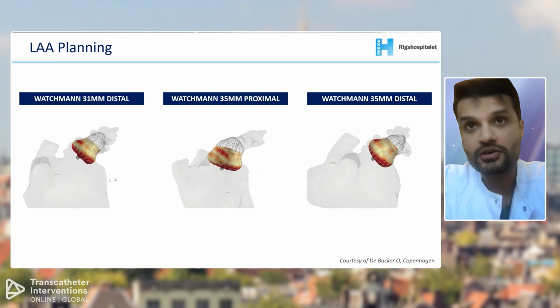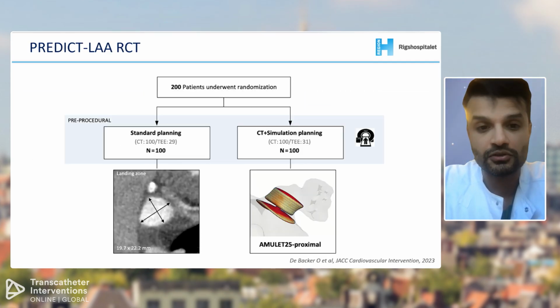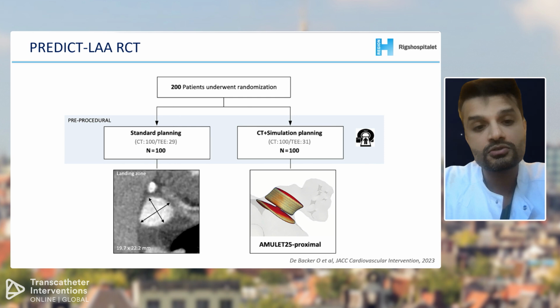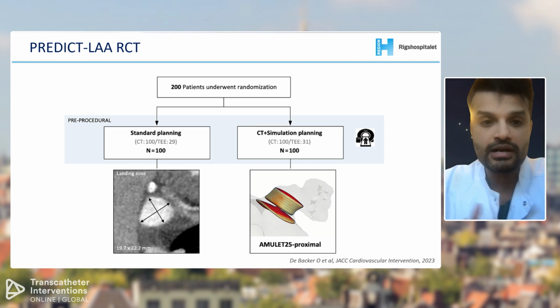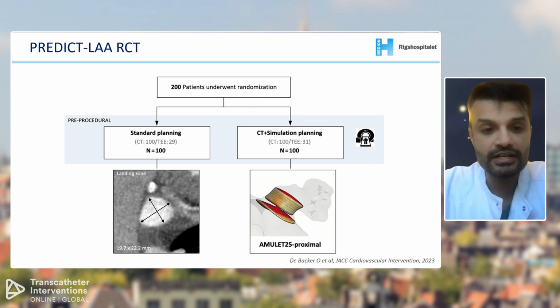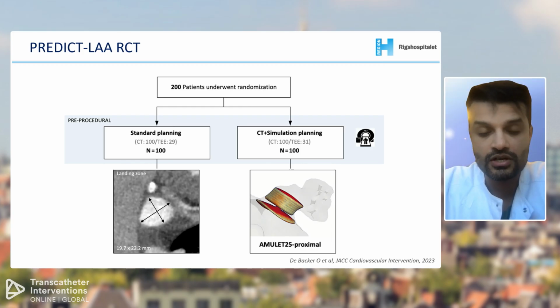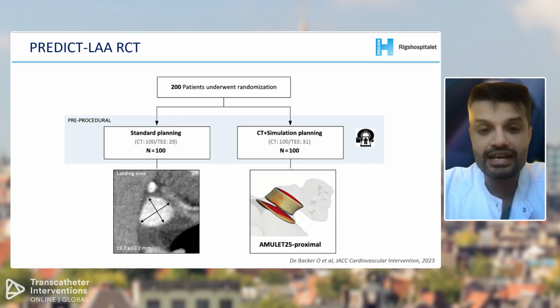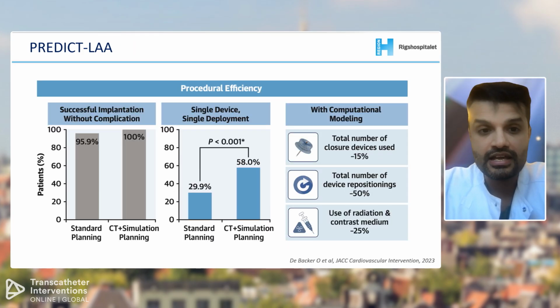Now, I think a natural question here is, well, will this help at all? And I think here the PREDICT LA trial, which was a randomized trial, was quite informative. So here they randomized 200 patients, standard planning, which was CT or transesophageal echo, versus using your CT and having a simulation-based plan. And what do they see?